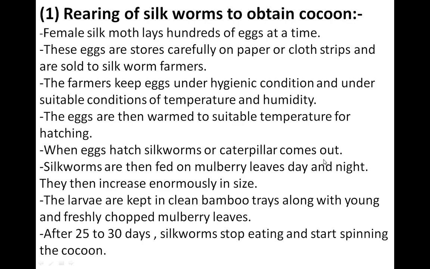Next, the silkworms are fed on mulberry leaves day and night for their growth, so they increase enormously in size. The larva, that is the caterpillar, that is your silkworm, is kept in clean bamboo trays along with young and freshly chopped mulberry leaves because they require the food. So we are providing fresh chopped mulberry leaves. After 15 to 30 days, they stop eating and start spinning the cocoon. So like that, we obtain the cocoon by rearing of silkworm.